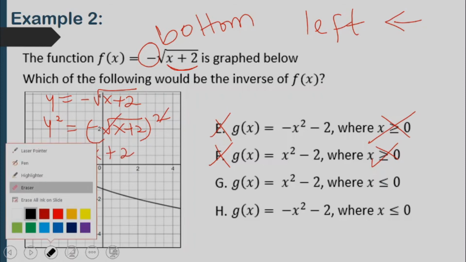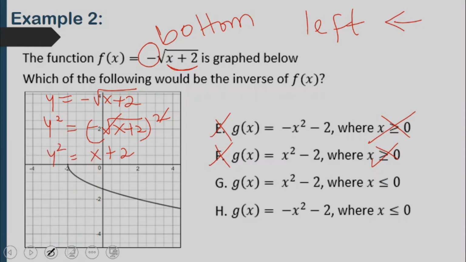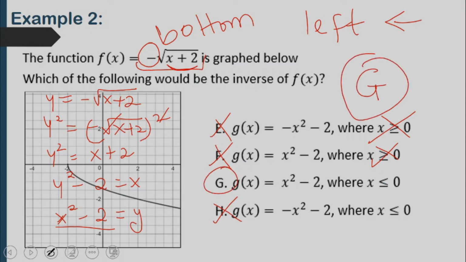So the positive 2, if you move it to the left, becomes negative. So this becomes y squared minus 2 equals x. Then you switch the x and y. So this becomes x squared minus 2 equals y. So as you can see, the inverse of this function is x squared minus 2, not negative x squared minus 2. So H is wrong. So in that case, G is our solution.